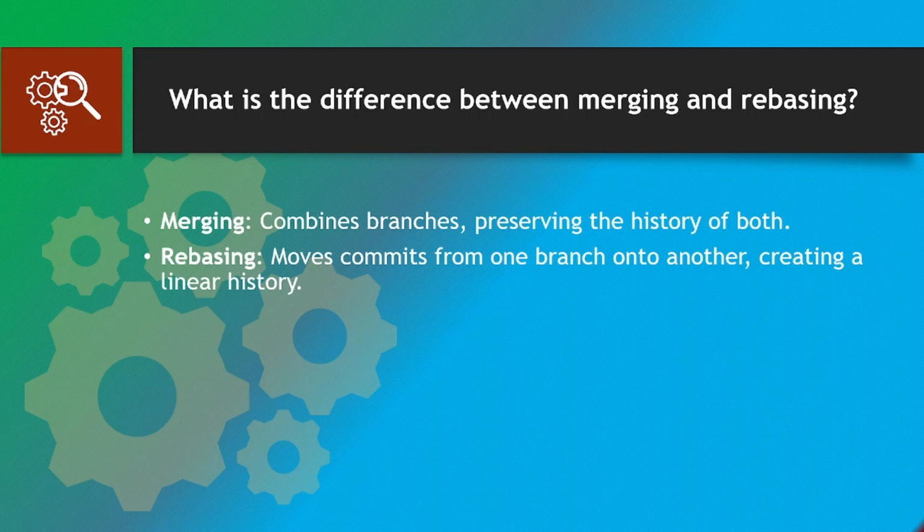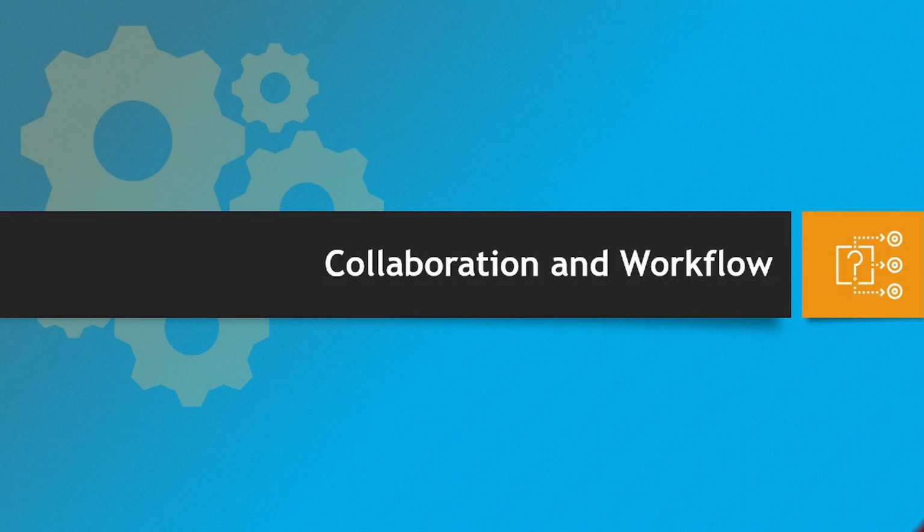Rebasing moves commits from one branch into another, creating a linear history. So this is the difference between merging and rebasing. Next, in this section, we'll go through collaboration and the workflow.